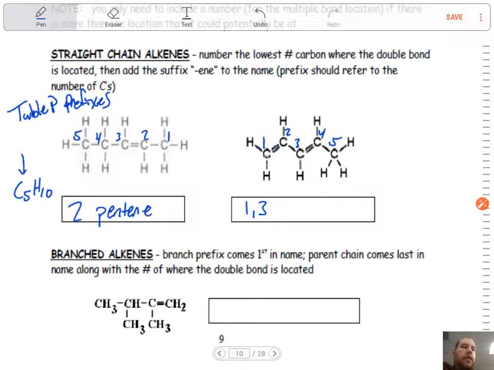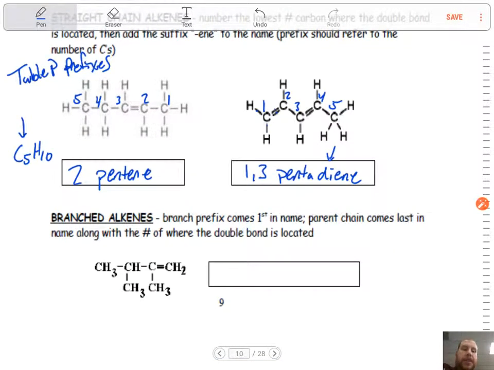Then we have 1, 2, 3, 4, 5 total carbons. So there's our prefix pent. It's going to be called pentadiene. Since there were 2 double bonds, that's where we get that prefix di. We put it in the middle between the prefix for the number of carbons and the suffix ene. So that would become pentadiene.